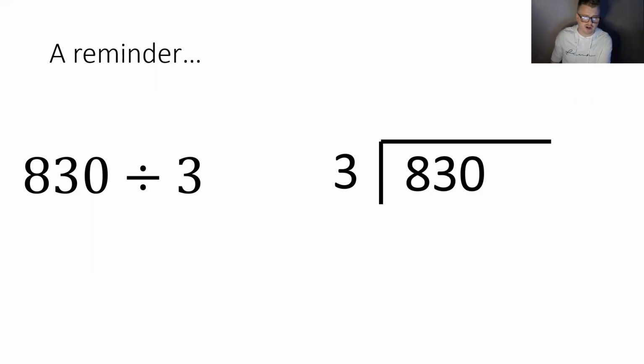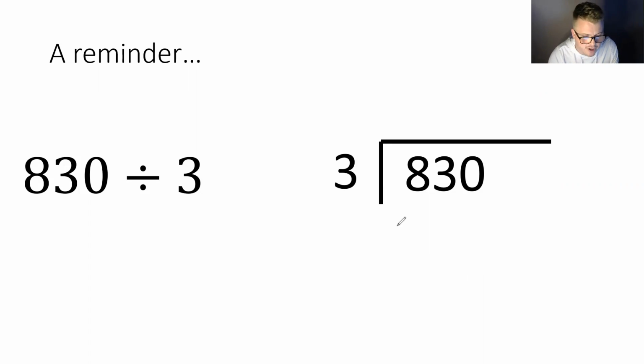So we've got a question on the screen. 830 divided by 3, and I've already set it up in the bus stop method, and we should be very familiar with the bus stop method, and that's taught very early on, so you should have done that in year 3 and year 4. But what you may not be used to is the idea of arriving at decimals. So how do we do this?